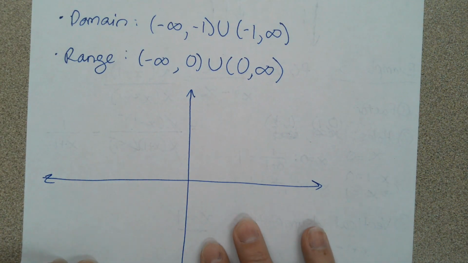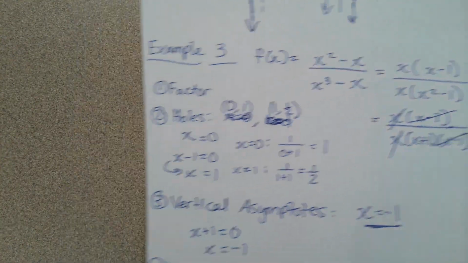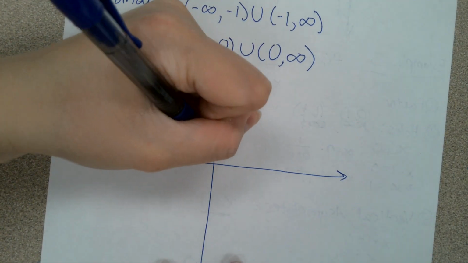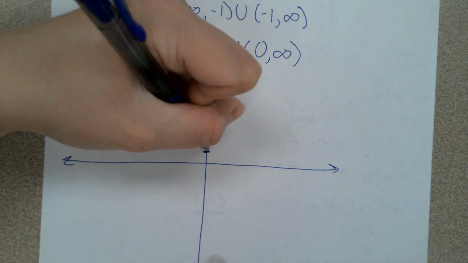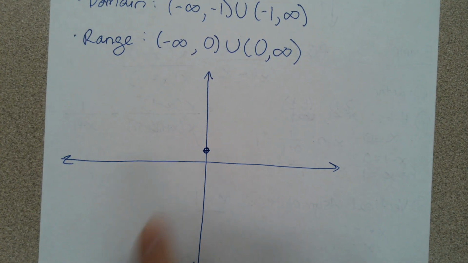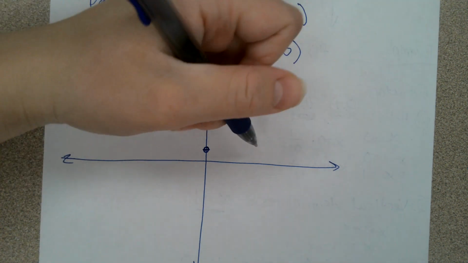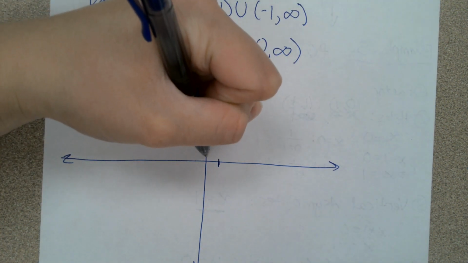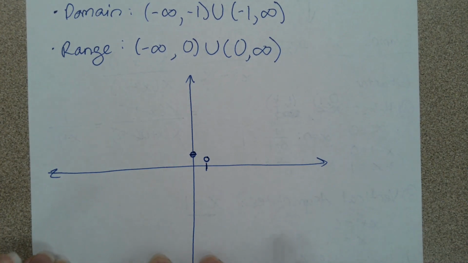So let's graph our important information. We'll start with the holes. (0, 1) and (1, 1/2). So instead of plotting a point, we're going to plot an open dot, otherwise known as a hole. It's a hole in the graph, meaning that this point in the graph is not defined. There is not an actual point there. And then (1, 1/2), it's going to be right here. So there's my other hole.